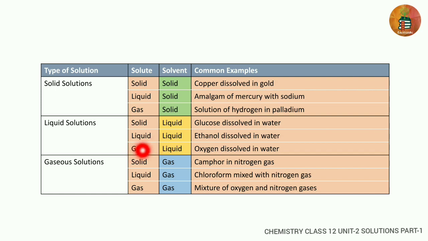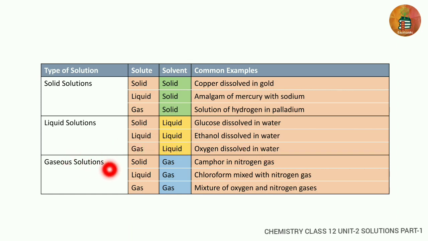And the third type of liquid solution is got by adding gas as a solute into a liquid solvent. Example, oxygen dissolved in water. Here oxygen is a gas which will act as solute, and water is a liquid which will act as solvent. So that's about liquid solutions. In the case of liquid solution, we are going to keep the solvent the same, that is liquid, and will only be changing the solute into solid, liquid and gas.